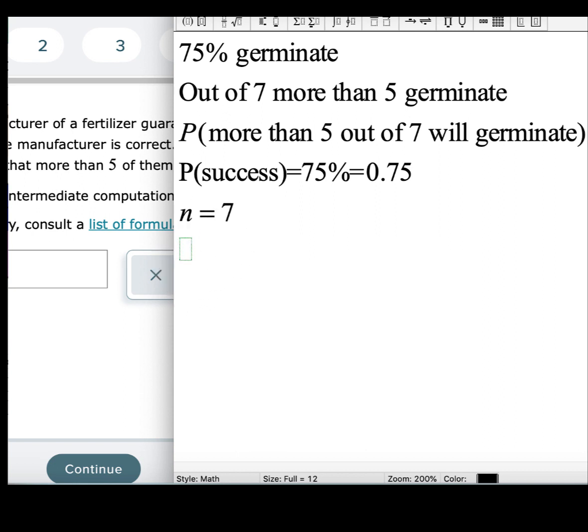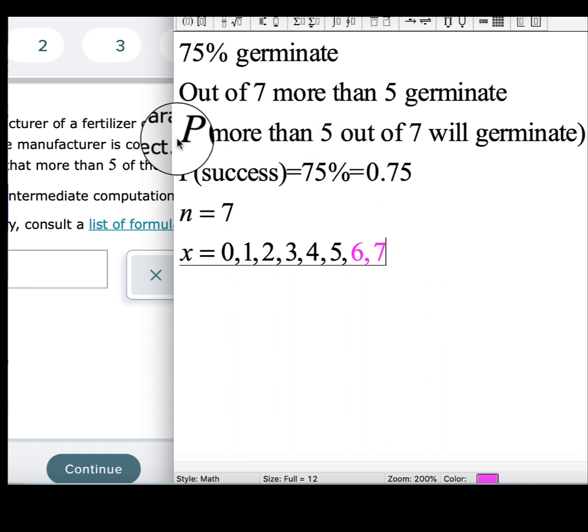Well, our random variable is that when we spin that wheel, we could have 0 germinate out of the 7 seeds. We could have 1 germinate. We could have 2 germinate. We could have 3 all the way up: 2, 3, 4, 5, 6, 7. So we can have from 0 to 7 of them germinate. And we want to know the probability of more than 5. So if we say more than 5, that would be the 6 and 7.